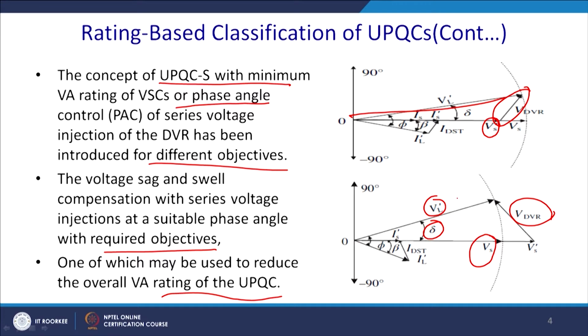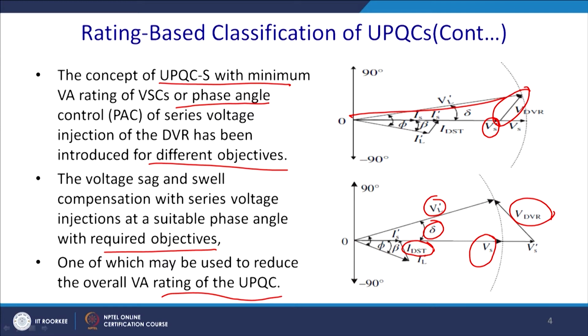In this case, this was a VS and this was IL, and this is coming from the DSTATCOM, and that will make this current in phase with the VS.